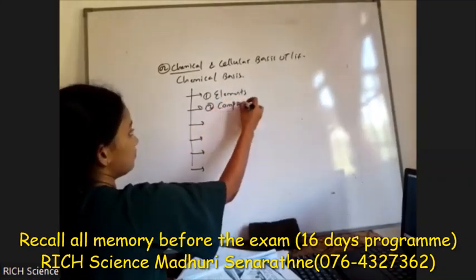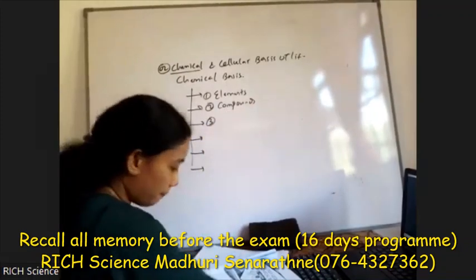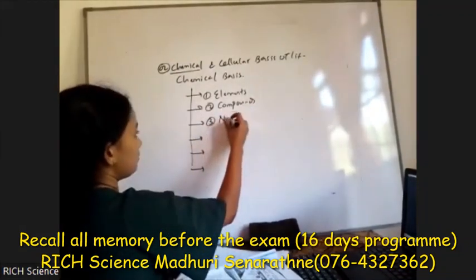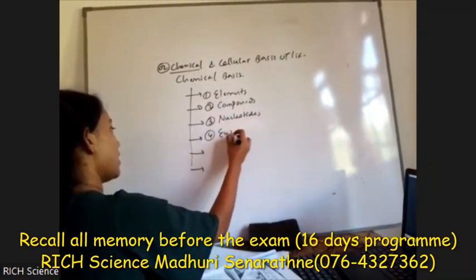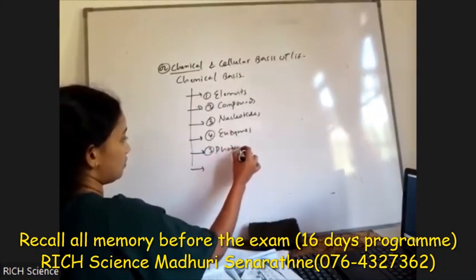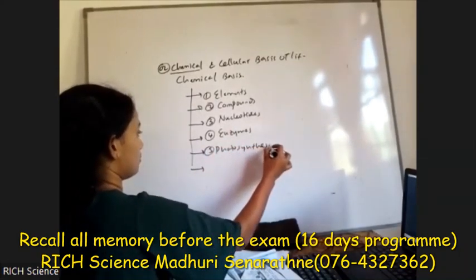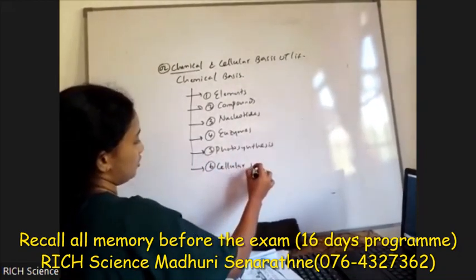compounds. Third one, nucleotides and enzymes, photosynthesis, 6, cellular respiration.